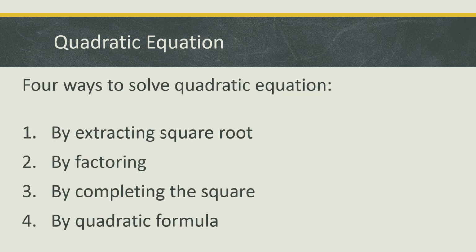There are four ways to solve a quadratic equation. First is by extracting the square root. Next one is by factoring. The third one is completing the square. And the last one is by using the quadratic formula. We already discussed the first three methods in our videos. This time, we are going to find out first where the quadratic formula is derived from.